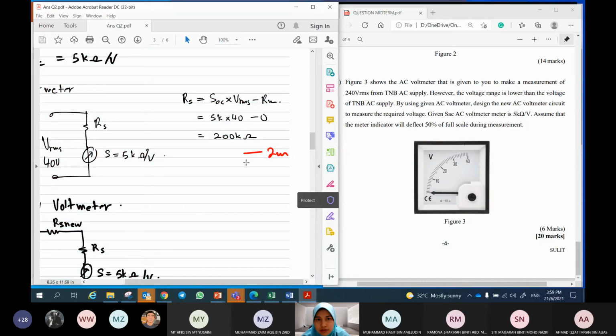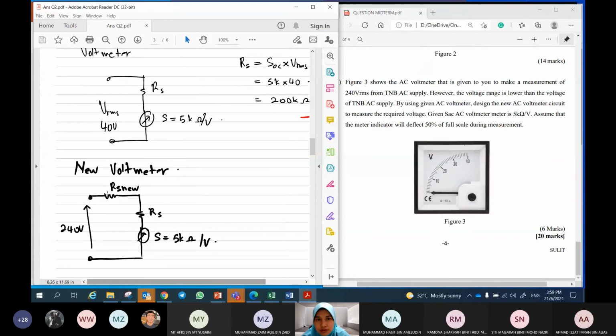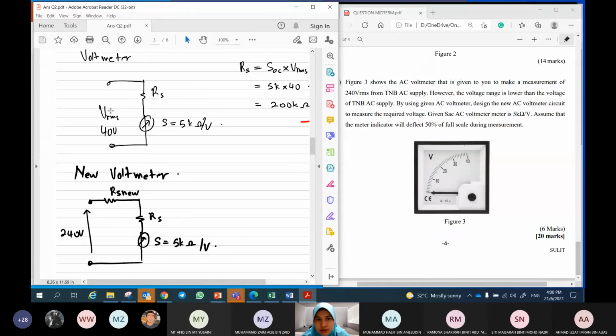Now, okay, this is the new voltmeter. This is the old voltmeter. Okay, where the VRMS of this voltmeter is 40. Okay, the V range of this voltmeter is 40. This is voltmeter, okay, voltmeter. This is the circuit for voltmeter. The voltage range is 40. The Rs is calculated 200K.